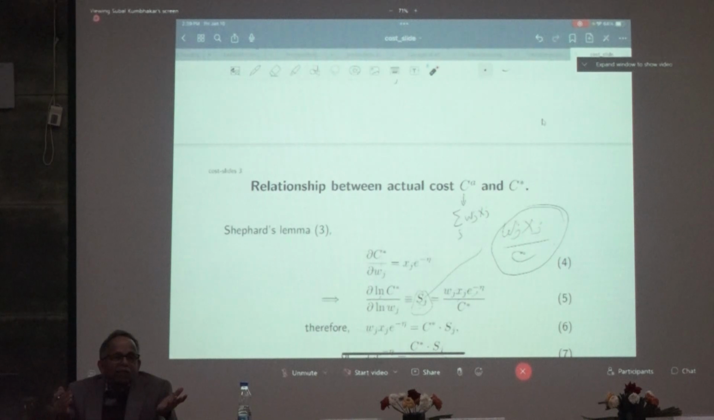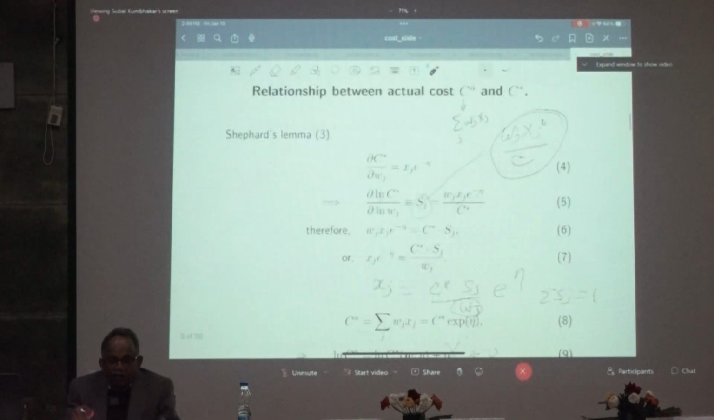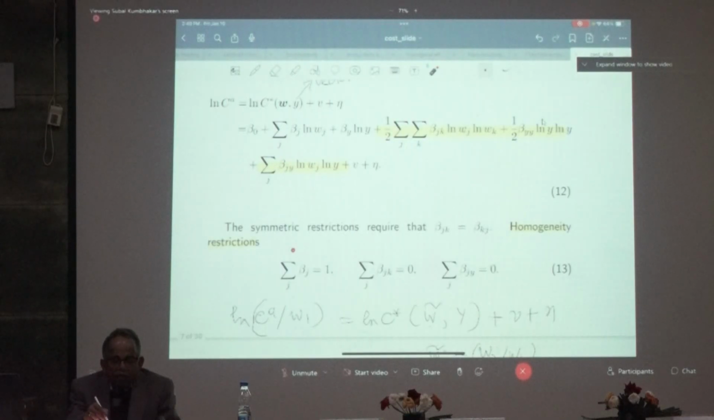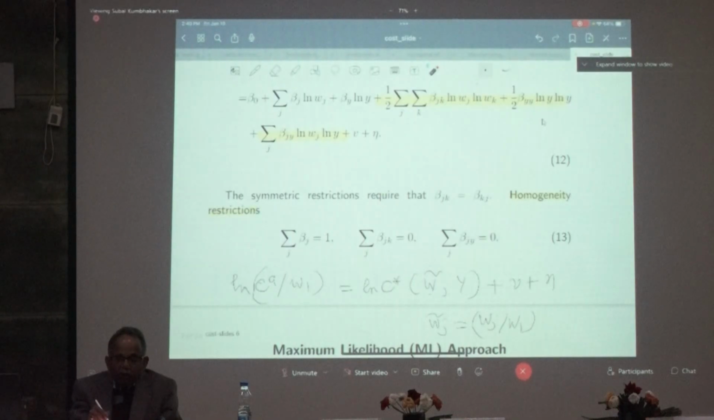So this is not an assumption. This is a definition of cost. Do not say that I'm imposing a restriction for the cost function to be homogeneous of degree 1. It has to be satisfied, because it comes from the definition of cost. If it is homogeneous of degree 1, there will be a constraint imposed, and that is that the sum of the beta j's is equal to 1. If you restrict this, the function will automatically be homogeneous of degree 1. One easy way of doing it is to divide your cost by one of the input prices, and on the right hand side your input prices are also divided by the same one.